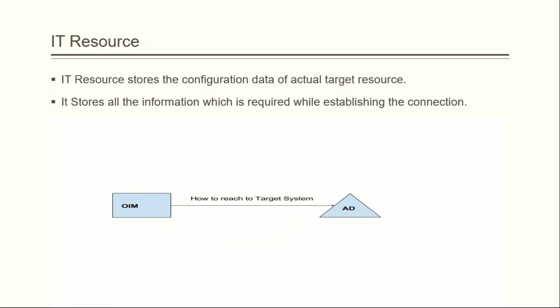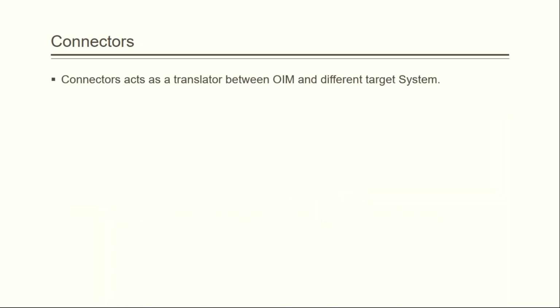So the tasks of provisioning, reconciliation, and deprovisioning all happen using the connectors. I hope I am making this clear, right? So connectors provide the channel. A connector acts as a translator between OIM and different target systems. It provides the channel for communication and helps you communicate with the target system.